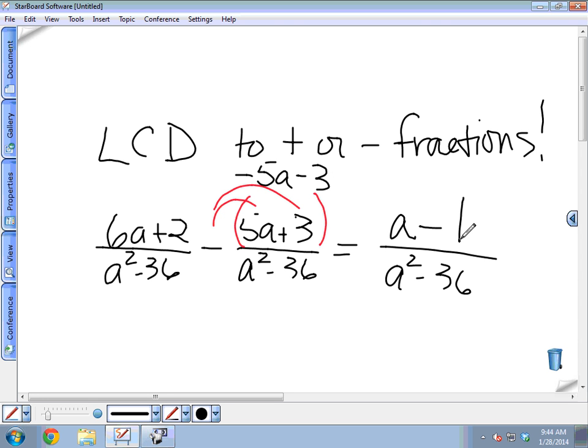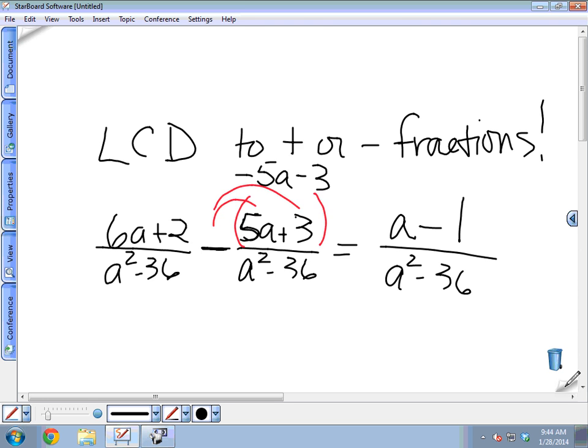Okay? Some people might have got it right. However, when you don't have the same denominator, you have to get a LCD first and then continue. But this is the mistake that everybody makes. They forget that that minus sign means I have to subtract both of these. Okay?